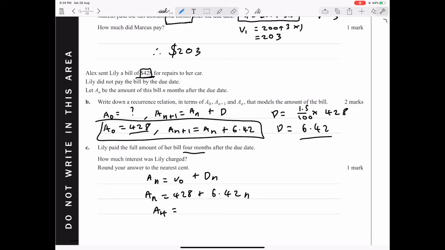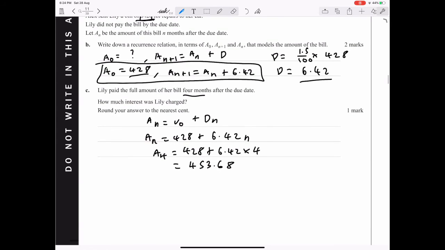We know that Lily pays the full amount of her bill after 4 months, so A4. N represents how many months after the due date, so 428 plus 6.42 times 4 months, and that will give us the total amount that Lily had to pay. If you do that on your calculator, you'll get 453.68.